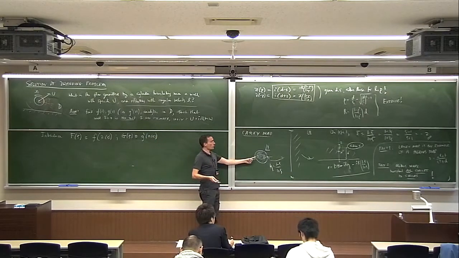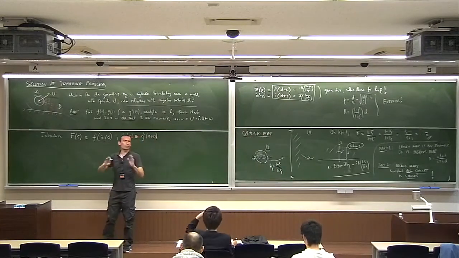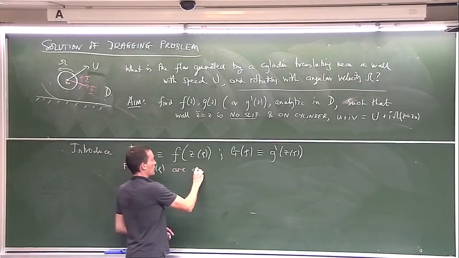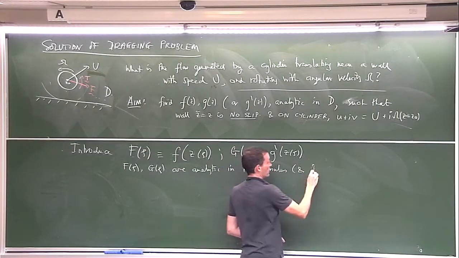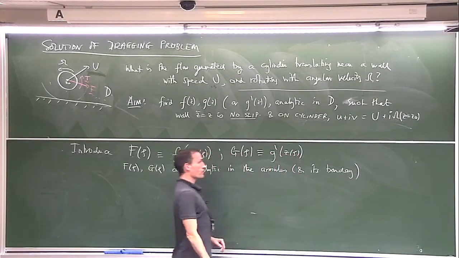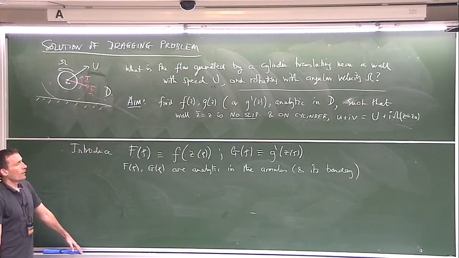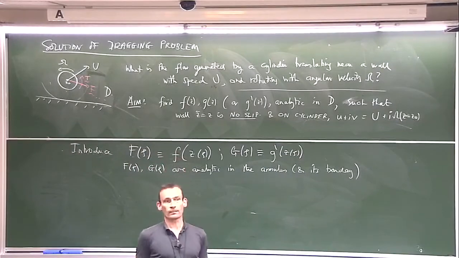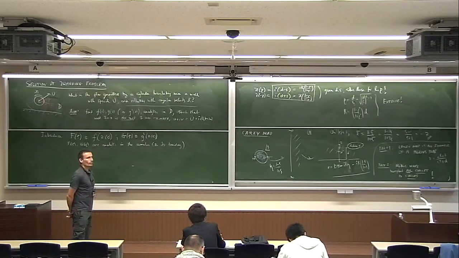So even as zeta tends to -1, z might go off to infinity, but capital F and capital G at -1 are still going to be fine. There's not going to be a singularity. So F and G are actually analytic in the annulus and on its boundary. Now that's good news, because I know how to represent functions that are analytic in the annulus in a uniform way.